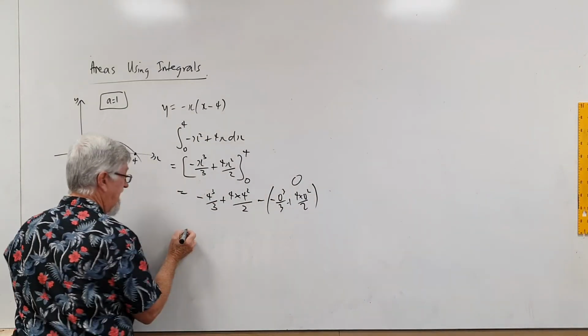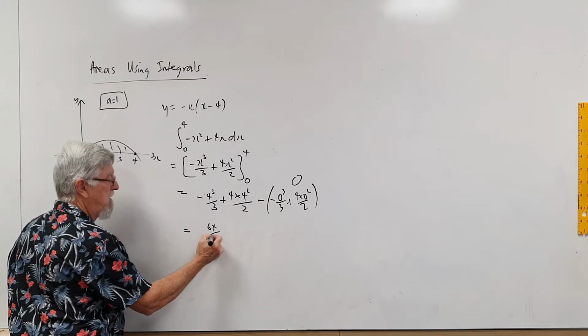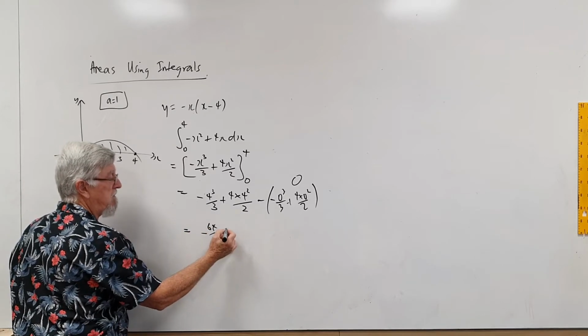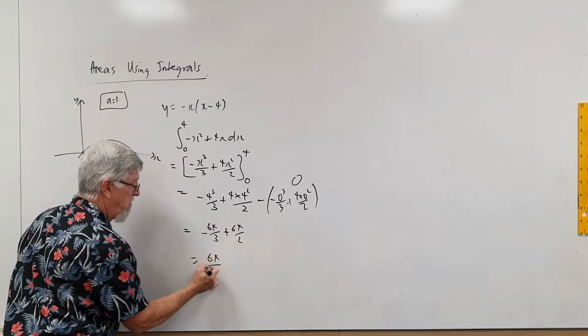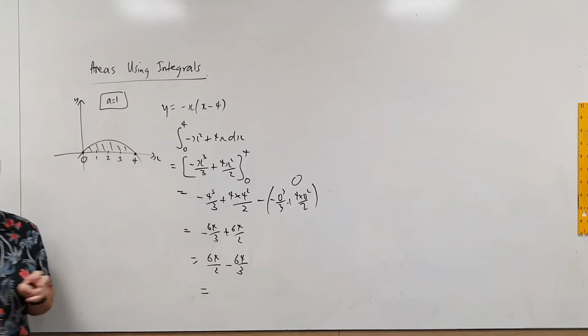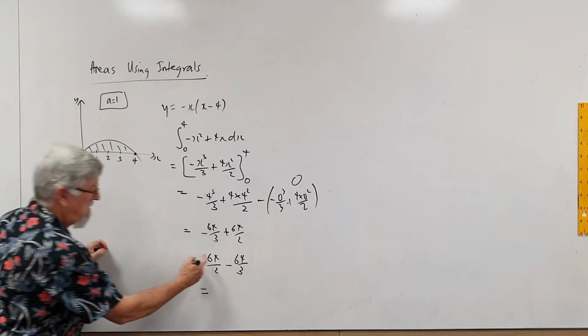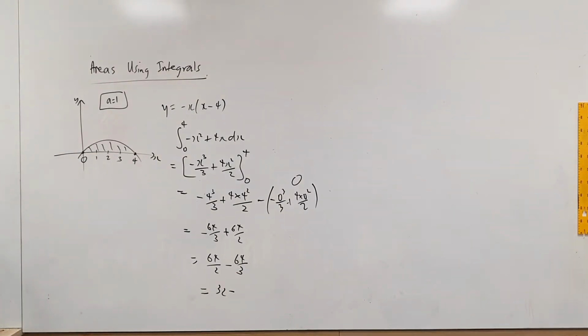4 cubed? Oh, it's yucky numbers, I should have picked better ones. 4, 16, 64 on 3. What's this one? 64 on 2. So in reality, it's 64 on 2 minus 64 on 3. Shall we figure out what that is? That into that is 32. That into that is 20, point, 21.